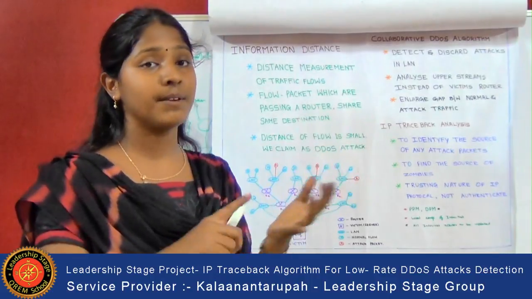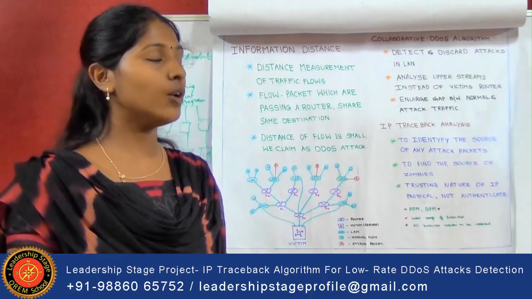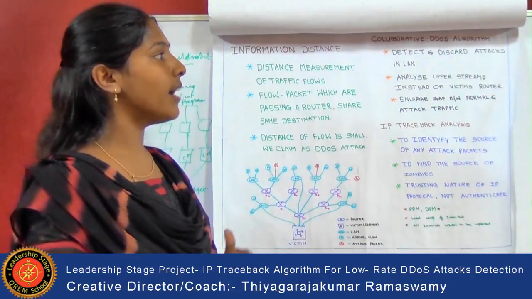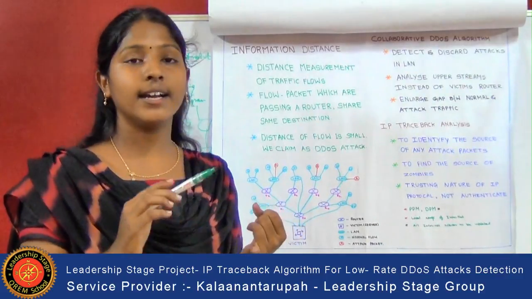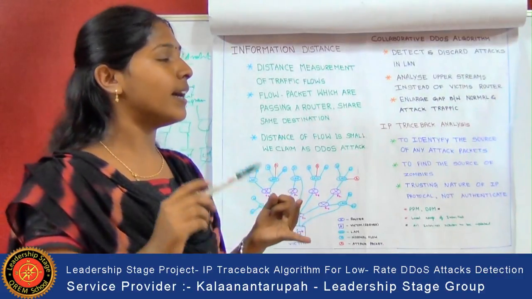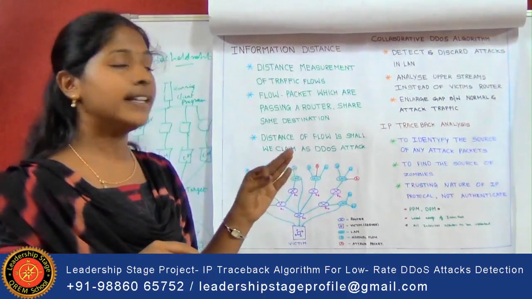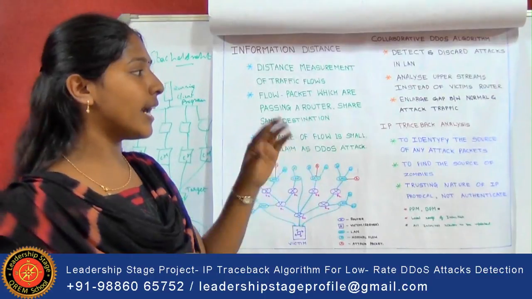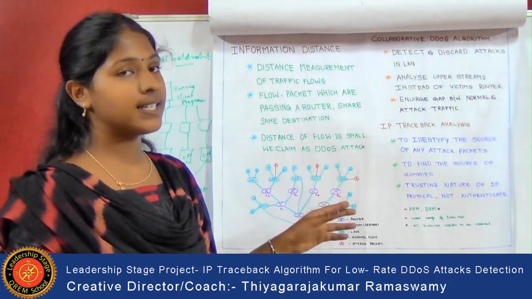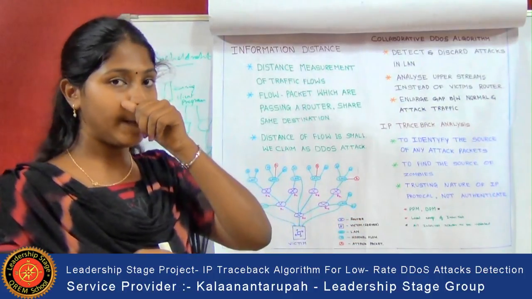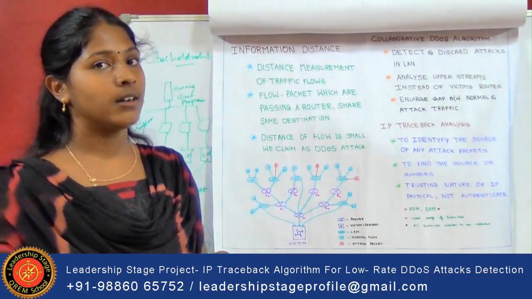We have proposed an information metric and IP traceback algorithm, which will substantially improve the performance of low-rate DDoS attack detection. The advantages of this proposed system are that we can detect DDoS attacks early, there will be a lower false positive rate, and there will be stability. We can trace all the attacks as well as the attacker in a LAN using the IP traceback mechanism. It also discards the attack traffic if there is any in the network. That's all about the advantages of this project.